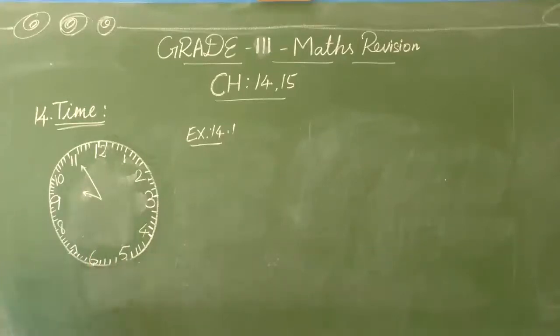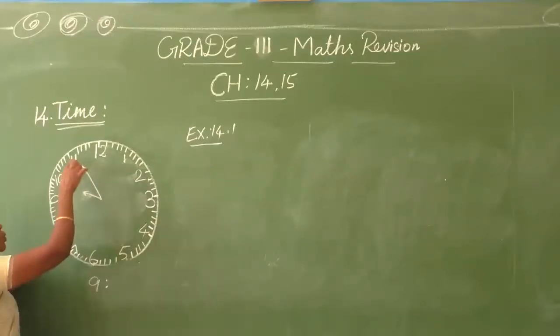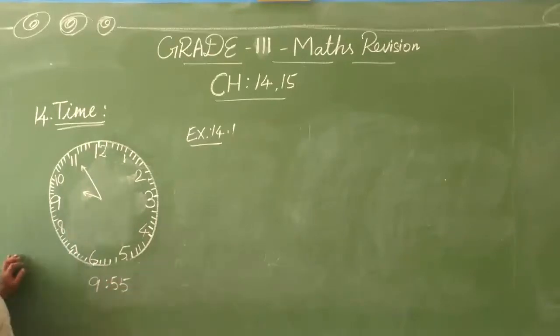Now what time? The short hand is not exactly at 10. It is going to reach 10. That means how do you consider? This is still at the 9th place only. So 9 o'clock, 9 hours. If you consider the minute hand, it is at 11. So 11 5s are 55. 9:55. The time is now 9:55.